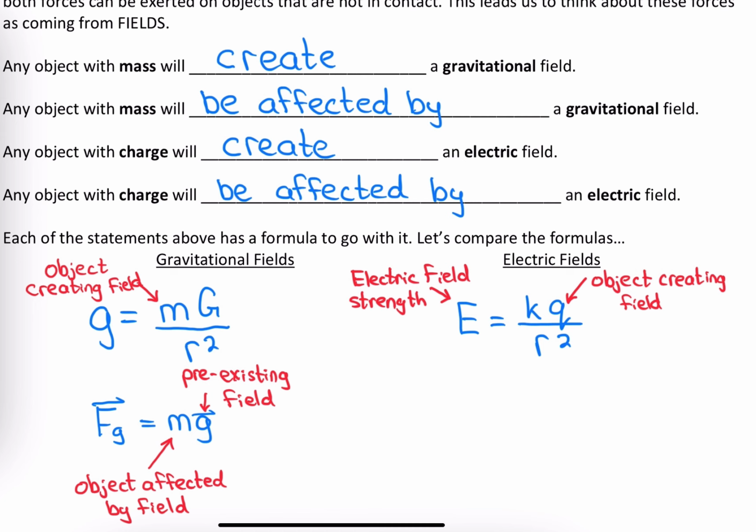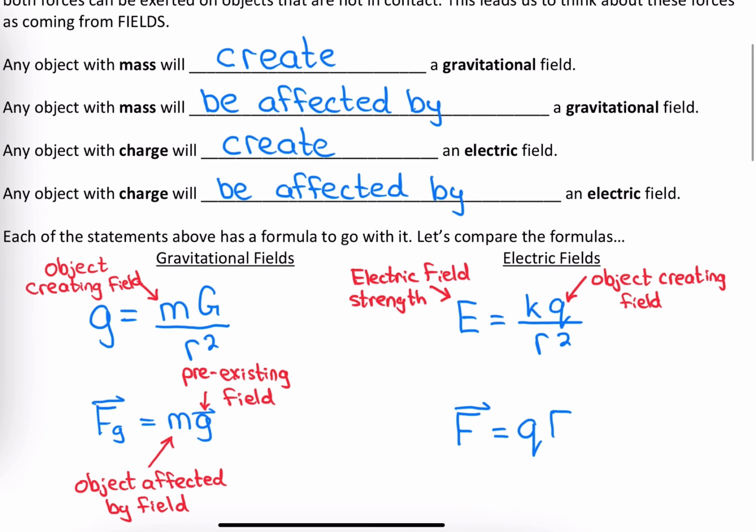And then we have a second formula for electric fields that looks a lot like this formula down here for gravitational fields. The force created by an electric field is equal to the charge of the object that's in the field multiplied by the field itself.